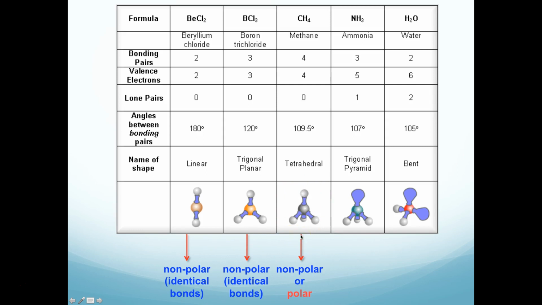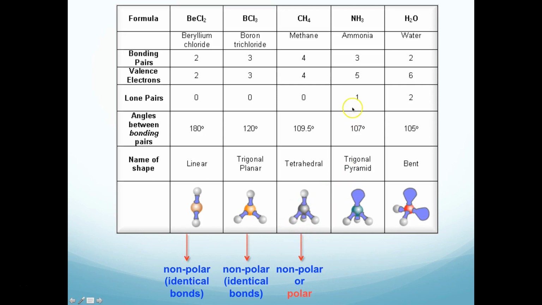So one example is methylene chloride, CH2Cl2. If you draw the shape, it still has a tetrahedral structure, but if 2 of these are hydrogen and 2 are chlorine, the dipoles will not cancel out, and the overall molecule will be polar.